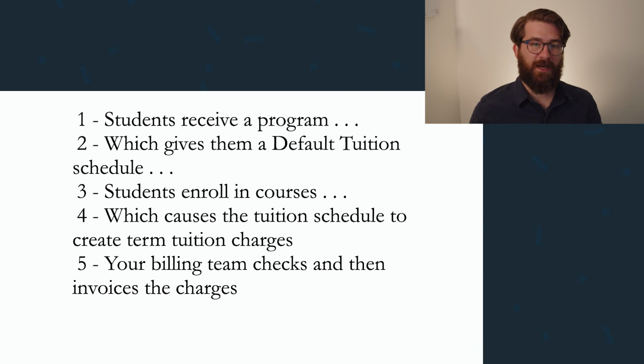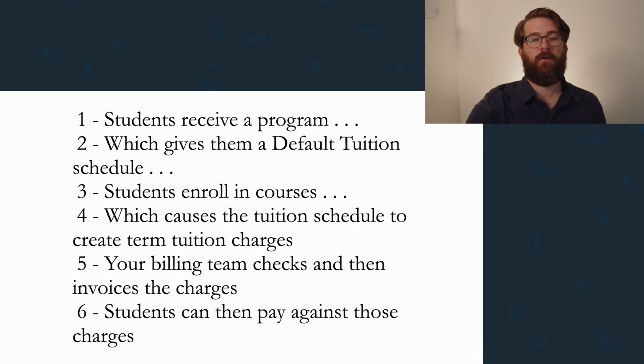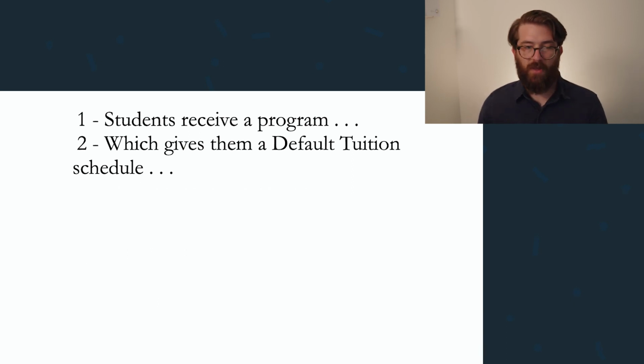There are a couple of other steps that I would add to this that are less automatic. They're more of an institutional process. Ideally, then, your billing team goes in and checks all these pending charges that have been created, and then they have to manually invoice the charges. And then students pay against those charges once they've been invoiced. So what we saw was the generation of pending charges, which isn't the end of the story. You would ideally go in and check things out, then invoice the charges, and then students are able to pay against those invoice charges.